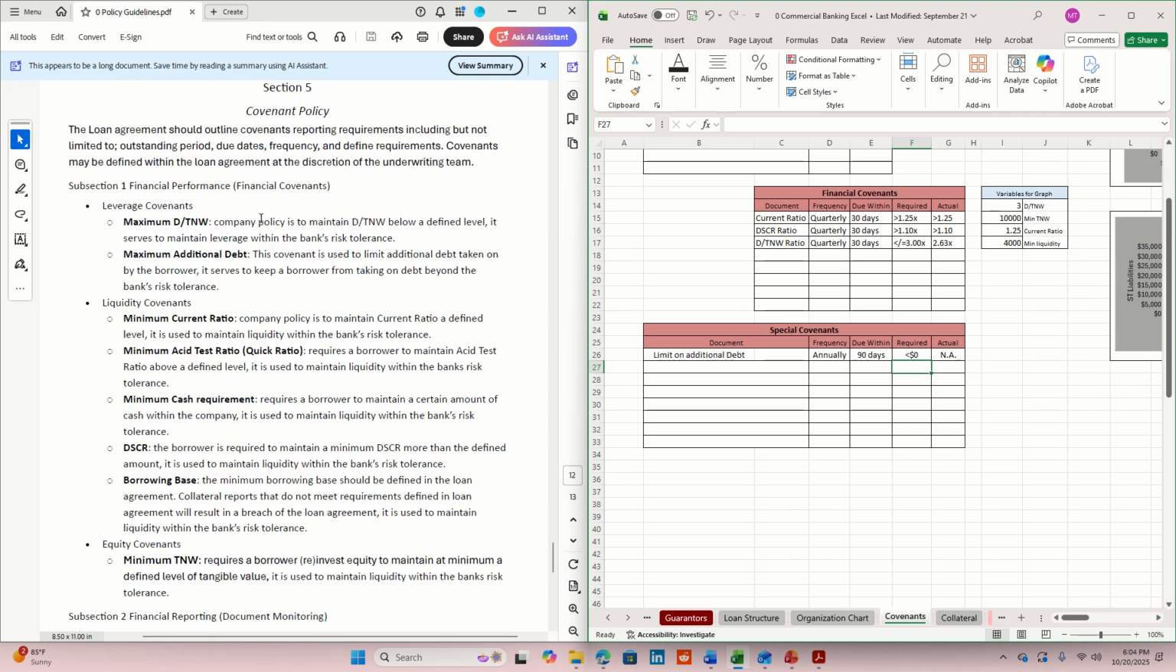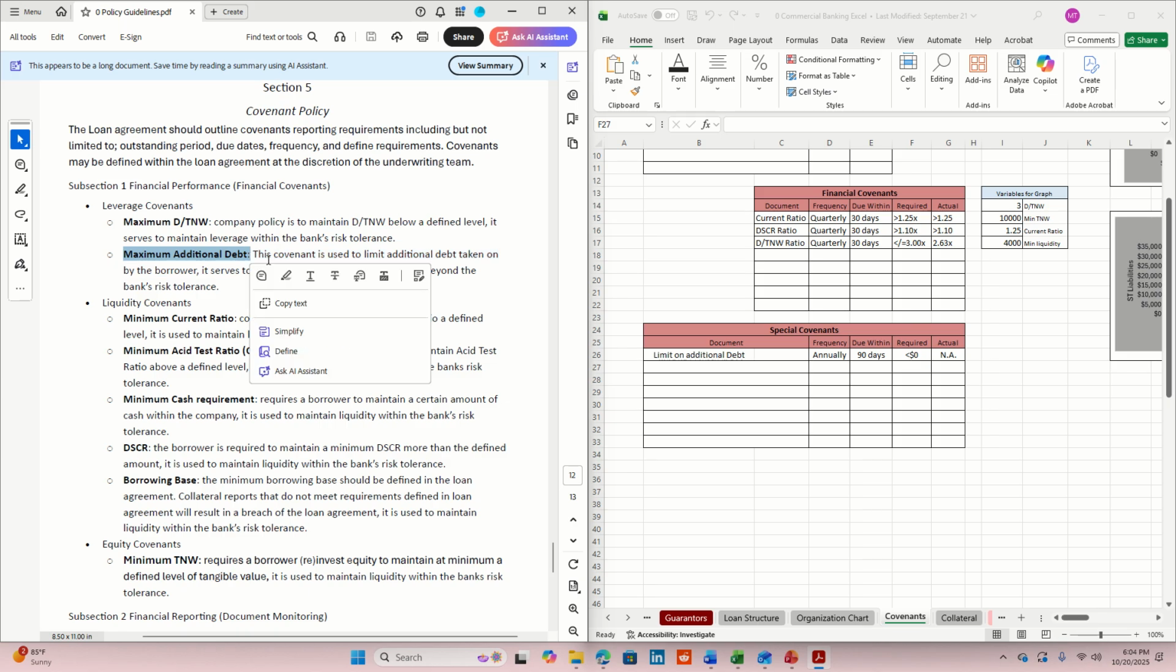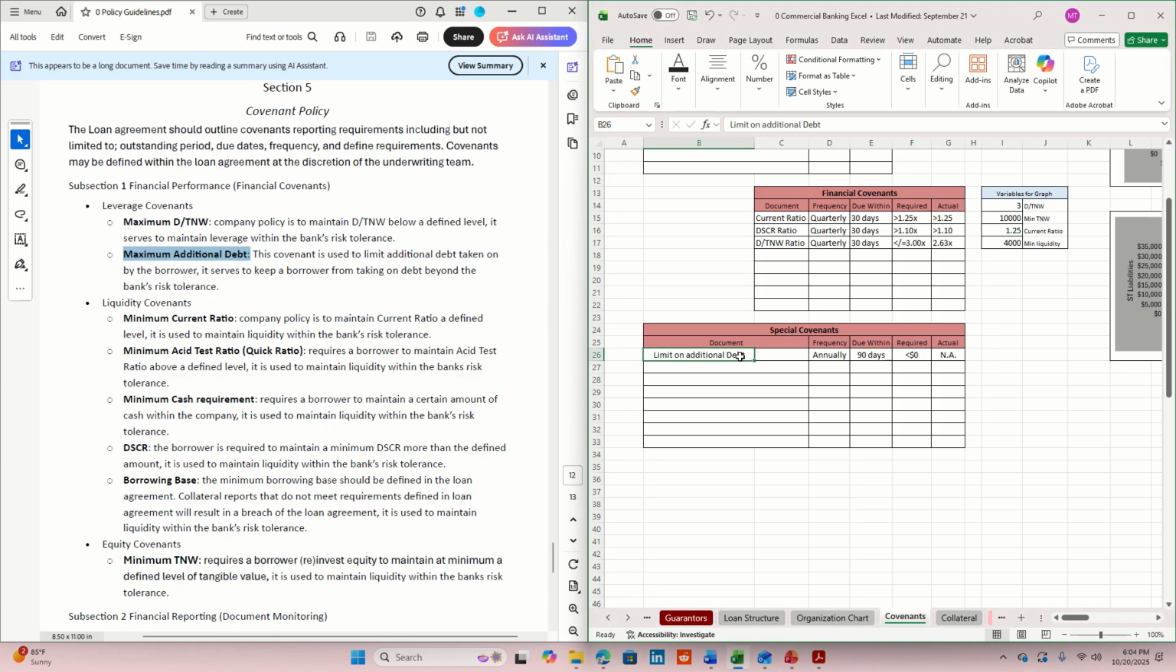Okay, so now we'll go from top to bottom. So leverage covenants, maximum debt to tangible net worth, company policy. Okay, you guys can read it. Right, and then maximum additional debt. Oh, you know what? That's exactly what this is. Okay, so let me move that. Maximum additional debt.